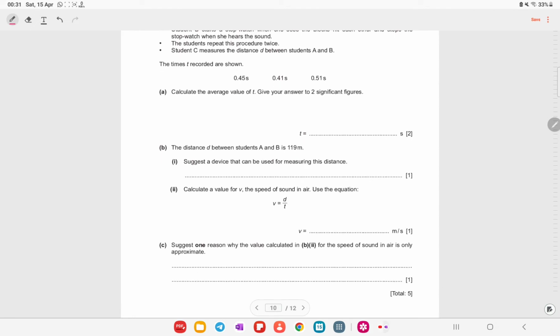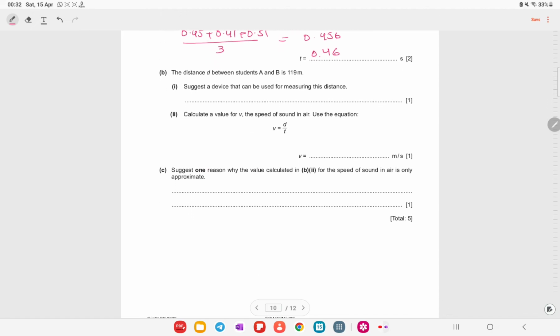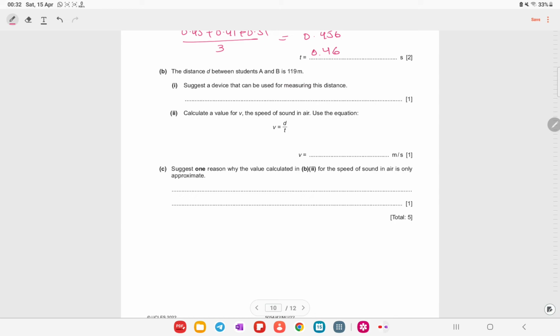So the times t recorded are these. Calculate the average: 0.45 plus 0.41 plus 0.51 divided by 3, and you will get 0.456 seconds. So you will round it off to 0.46 seconds. The distance D between student A and B is 119 meters. Suggest a device that can be used to measure this distance.